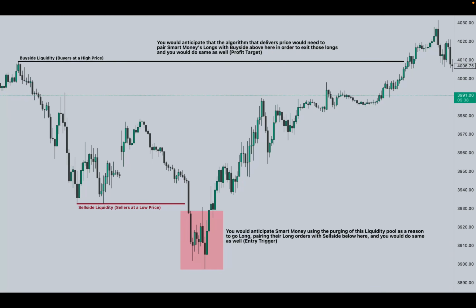Now let's look at some examples on how to do this. Two examples. Now I want you to study this chart.